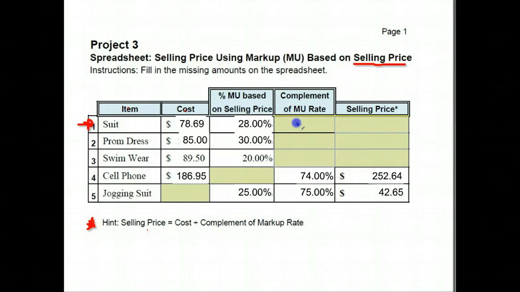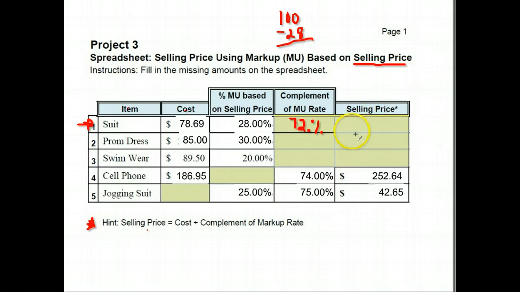So let's talk about our first blank right here, the complement of our markup rate. Remember, it's what's left over of the 100%. So for this first one, you just subtract your markup rate from 100. 100% minus 28% is 72%. So here I would put 72%.